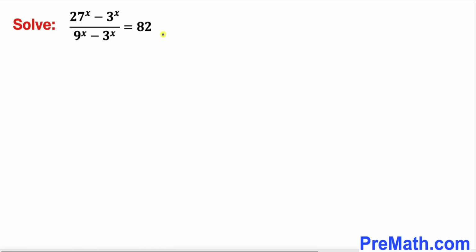Welcome to PreMath. In this video, we are going to solve this given equation: (27^x − 3^x) / (9^x − 3^x) = 82.